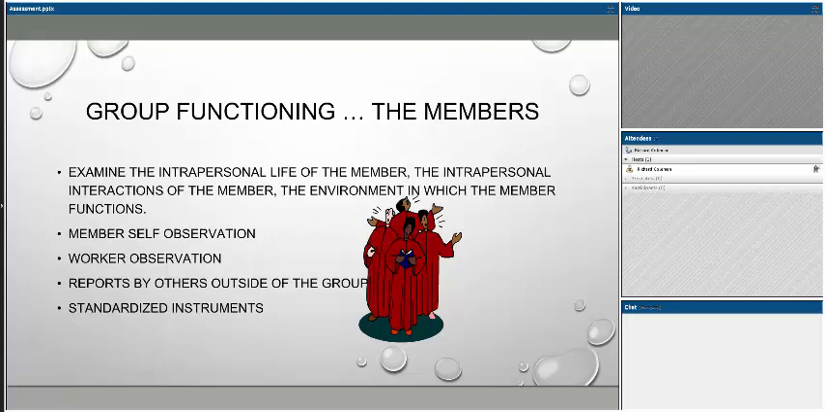And then also assessment enables members to see what methods have been tried already to resolve the problem, or what issues are facing the group, and what promising avenues they could actually look at following. So again, as you're thinking about this particular aspect of assessment, you're looking at the members and how they're functioning. And so if you look in your text, you can find more information about all of these particular items that I've talked about in terms of the self-observation, worker observation, and reports of others outside of the group, as well as the standardized instruments.